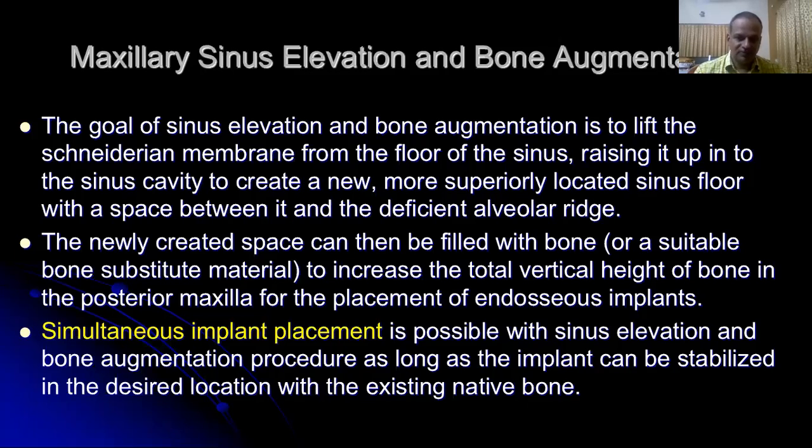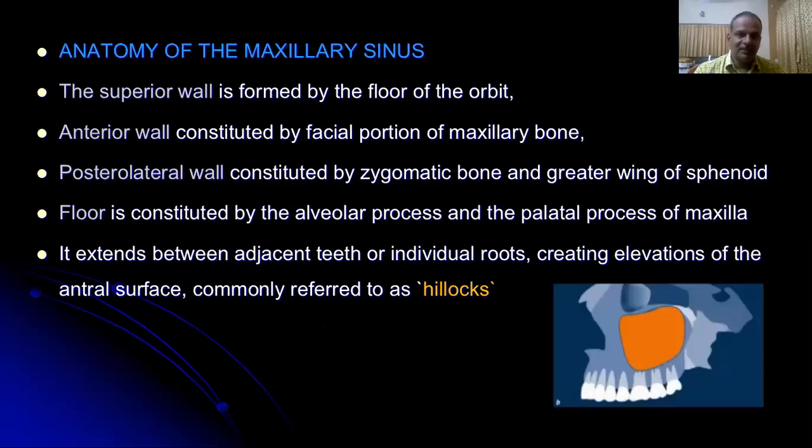Let's see the anatomy of the maxillary sinus briefly. The maxillary sinus, as you all know, is pyramidal in shape with its base parallel to the lateral nasal wall and the apex pointing towards the zygomatic bone. The superior wall is formed by the floor of the orbit and the anterior wall is constituted by the facial portion of the maxillary bone. The posterior lateral wall is constituted by the zygomatic bone and greater wing of sphenoid. The floor is constituted by the alveolar process and palatal process of the maxilla.